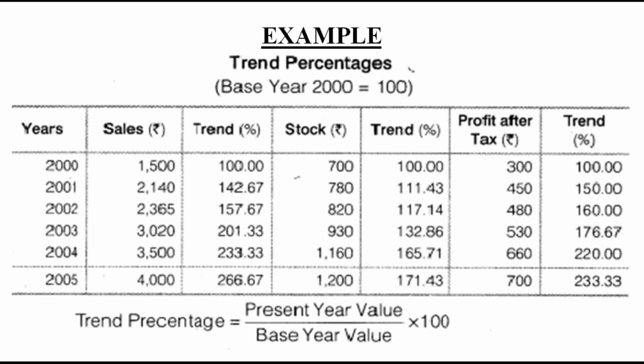There is no specific format to calculate trend percentages. Sometimes it may be to calculate the trend of current assets, sometimes of fixed assets, or profit, or revenue from operations, like sales as given in the example. Sometimes it is calculated for liabilities, but generally trend percentages lay emphasis on the asset side of the balance sheet.